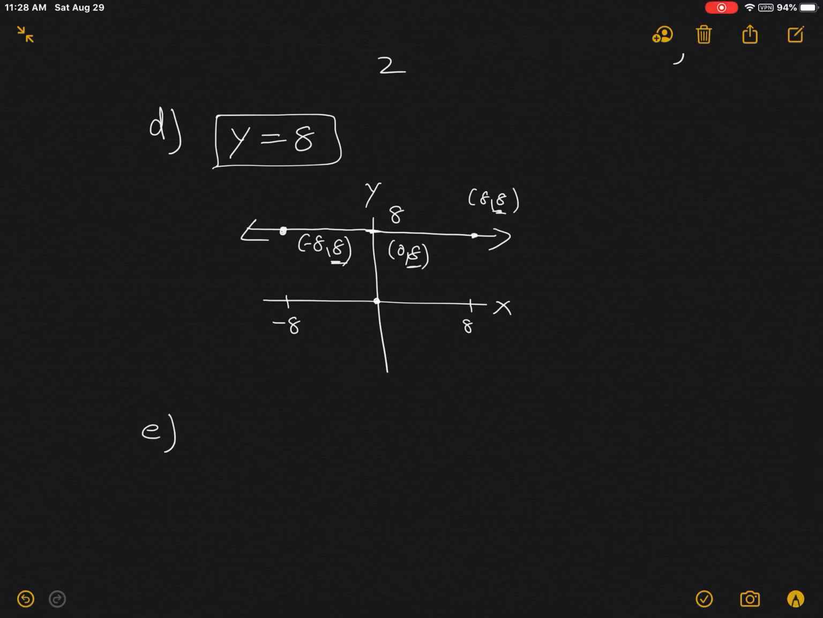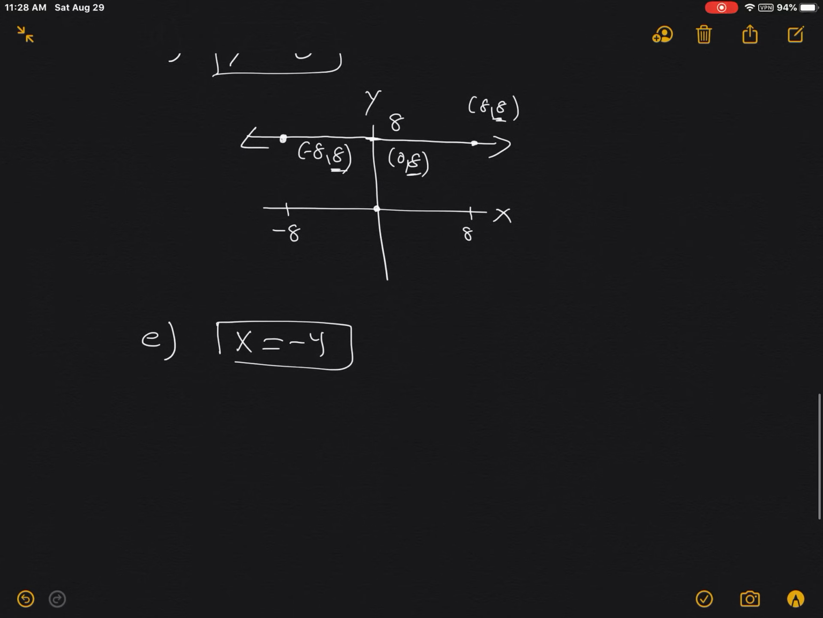You know, for part E over here, what if you have x is equal to negative 4? Again, how do I graph a line where it's just one variable?